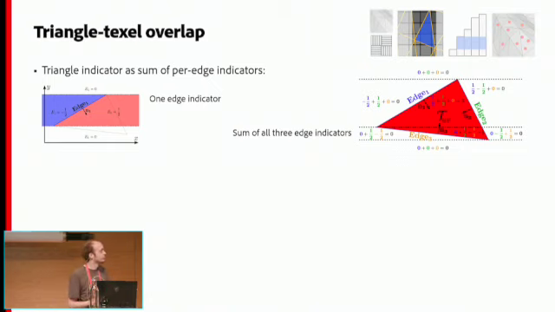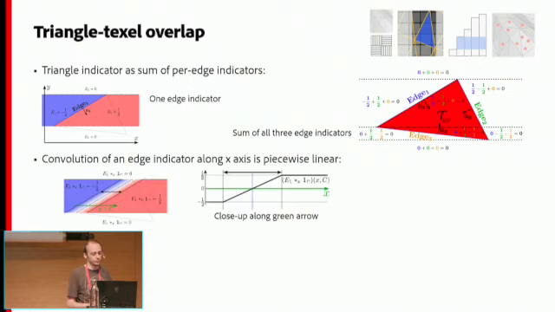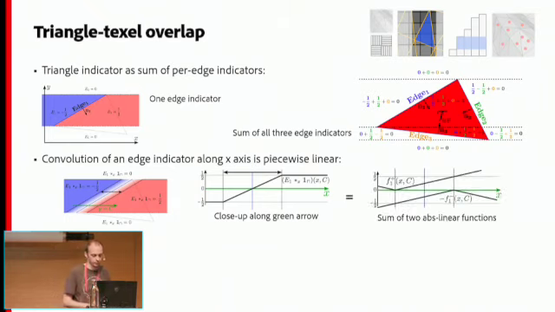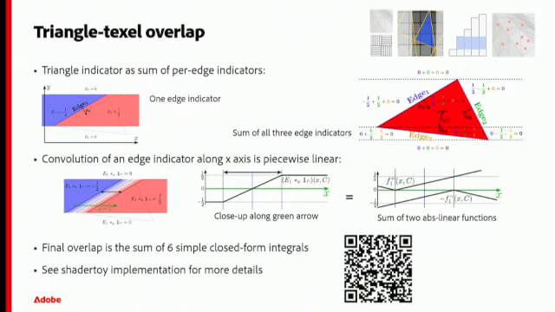Bear with me for a moment because it's a bit technical, but if we look at the convolution first along the x-axis, what we get is a simple piecewise linear function that we can further simplify into a sum of two linear functions, which plays very nicely for the y convolution. Putting all of this together, what we get is simply the sum of 6 simple closed form integrals. And if you want to take a look at the actual code, you can see the Shadertoy implementation at this link.